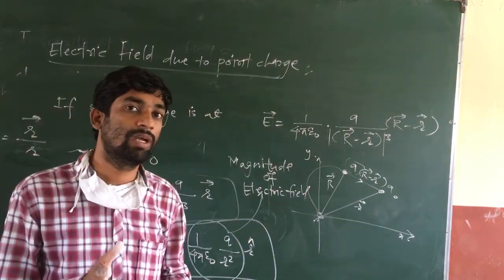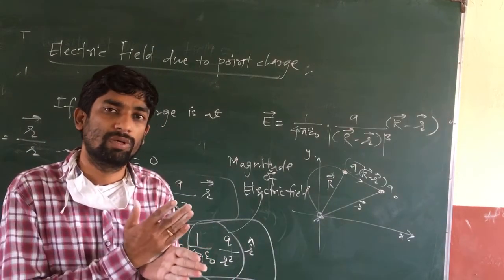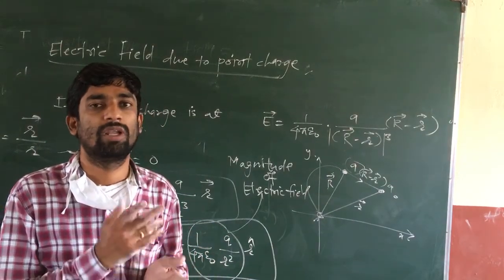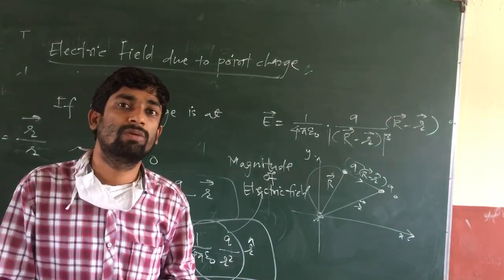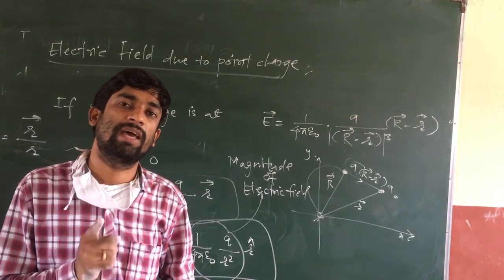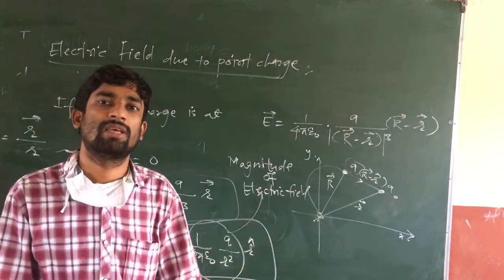And what is the unit of electric field? Force divided by charge. What is the unit of force? Newton. What is the unit of charge? Coulomb. So the electric field unit is Newton per Coulomb. And what is the direction of the electric field? The electric field direction and the electrostatic force direction are both in the same direction.